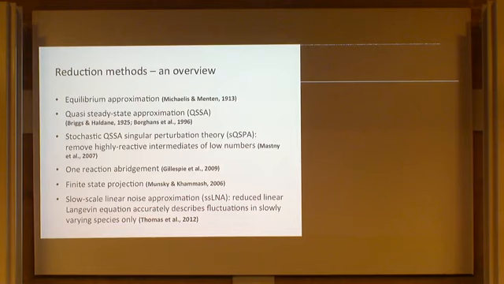Then we have the finite state projection by Munsky and Kamash, so this reduces the state space. And lastly, the paper by Thomas et al. from 2012, the slow scale linear noise approximation, where they use a reduced linear Langevin equation that still accurately describes fluctuations in slowly varying species.